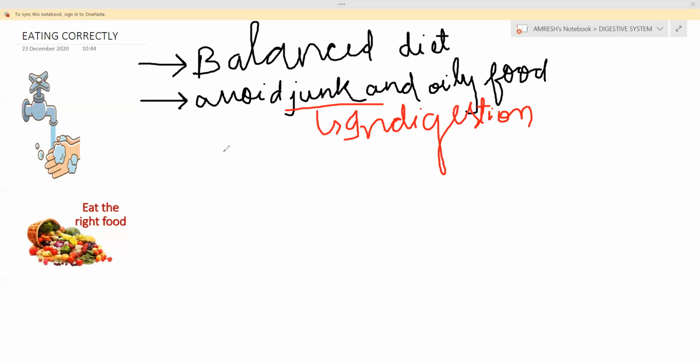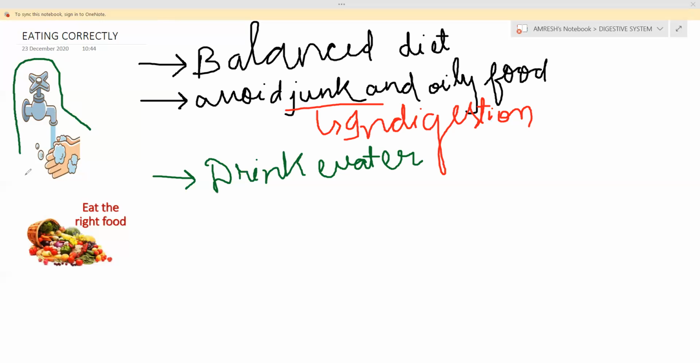Now, the third point is to drink a lot of water. We should drink enough water because water helps in digestion of food. And we should wash our hands before and after eating. I am showing this by the picture only, I'm not writing. This picture you have to follow, and you have to eat fruits, vegetables, and all the proteinaceous food, all the food that is good for our body.